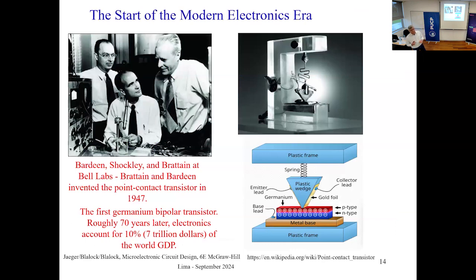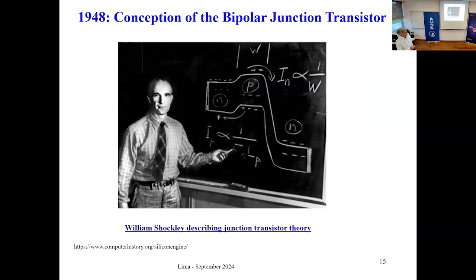I suppose that you know this beautiful picture. It's about the invention of the transistor, the invention of the point contact transistor. These guys are John Bardeen, a physicist, William Shockley, another physicist, and Walter Brattain, a chemist. So this team invented the point contact transistor, not the bipolar, but the basic principles were followed by this guy here, who described the basic principle of the bipolar transistor.